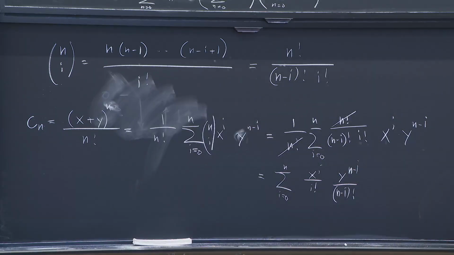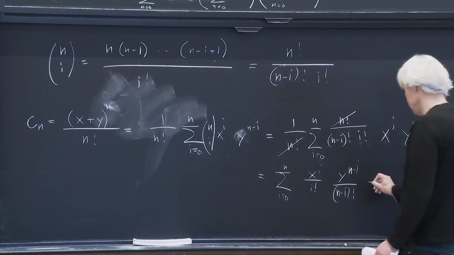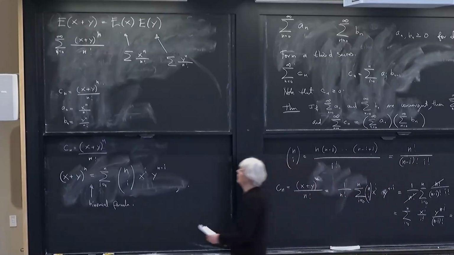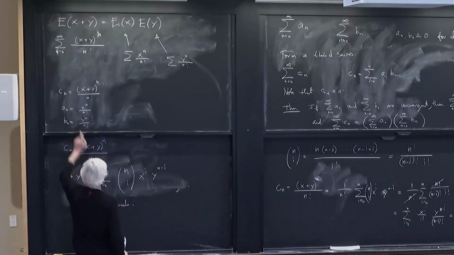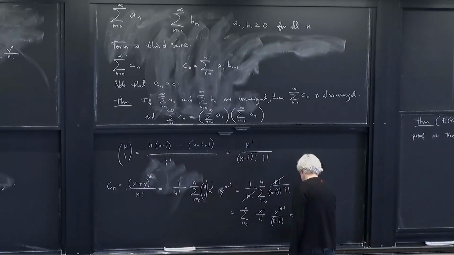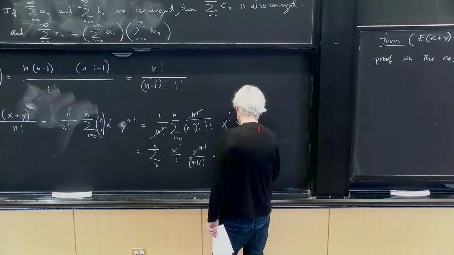Right? But now you see that this here is exactly, when we defined a_n like this and b_n like this, this here is exactly the sum from i equal to 0 to n of a_i b_{n minus i}.